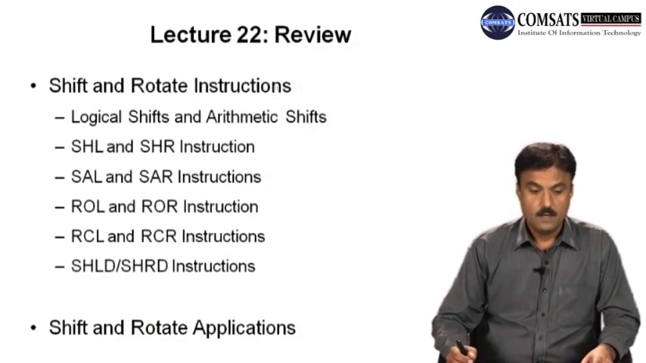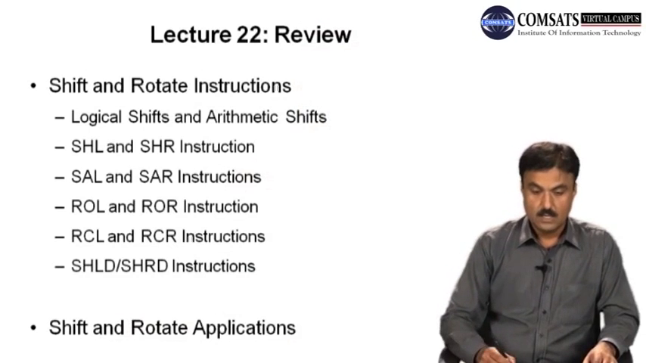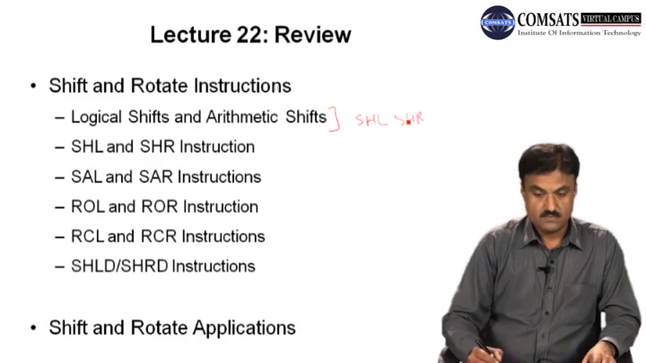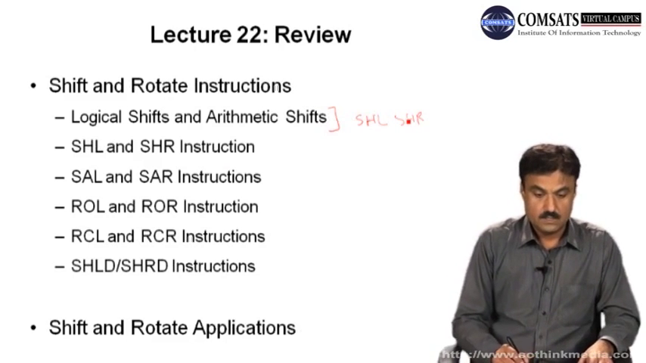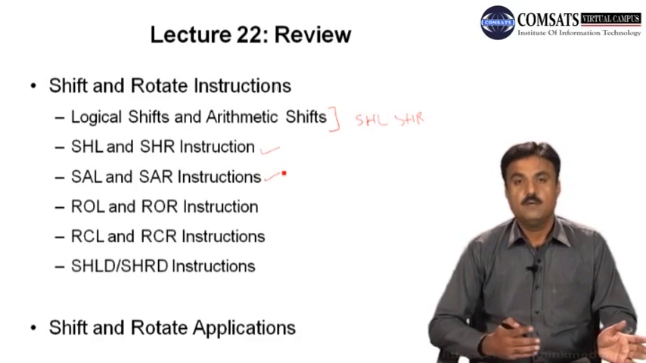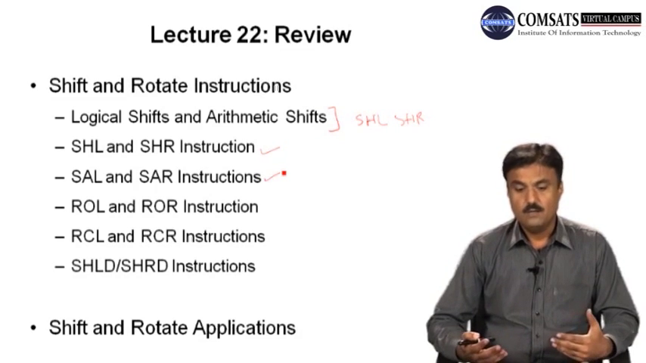In lecture number 22 we first studied the shift and rotate instructions. We discussed the logical and arithmetic shift: shift left, shift right, and then shift arithmetic left and arithmetic right. In shift left and shift right, what happened when we shift any register, either 16-bit, 32-bit or 64-bit register?